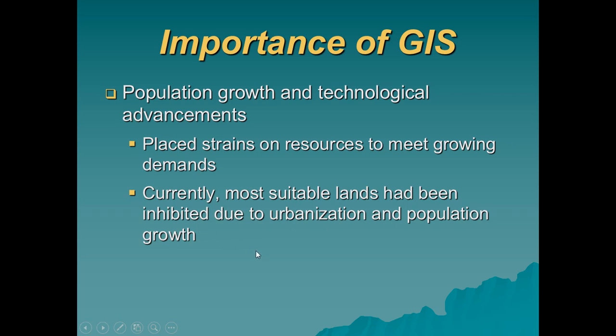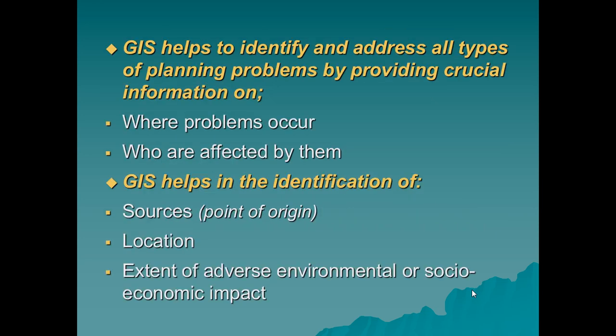So, as I said, we have problems in the way that we manage our resources. What you find is that, for example, most suitable lands have been inhabited due to urbanization and population growth. All right, but we still need food, we still need resources. So how do we manage these things? We need information, and in particular we need geographic information.